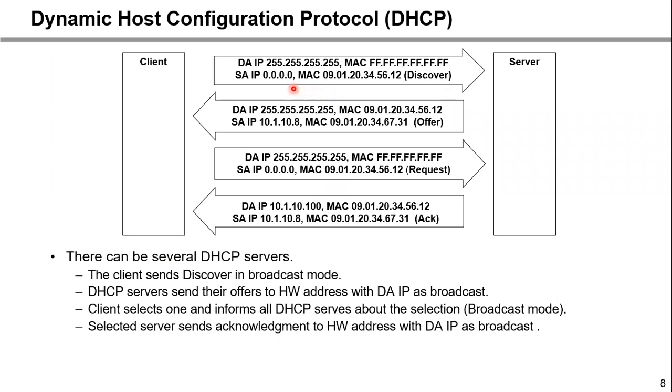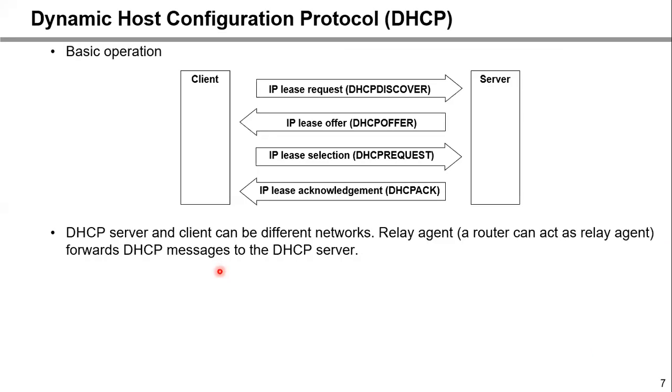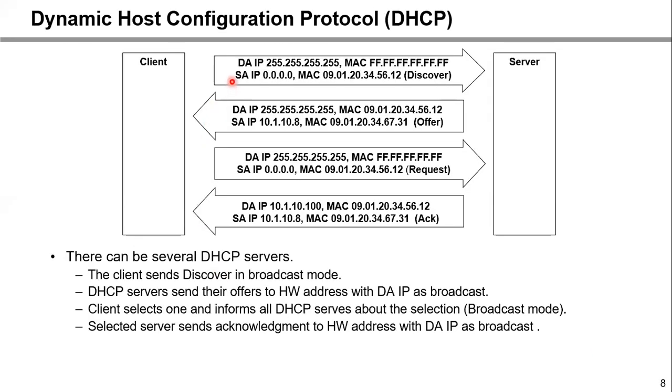Now, if you remember, there are some values that I have skipped in this header: client's IP address, your IP address, server IP address, router's IP address. I'll tell you the values of those now. Destination IP address, destination's MAC address, source IP address, source MAC address.